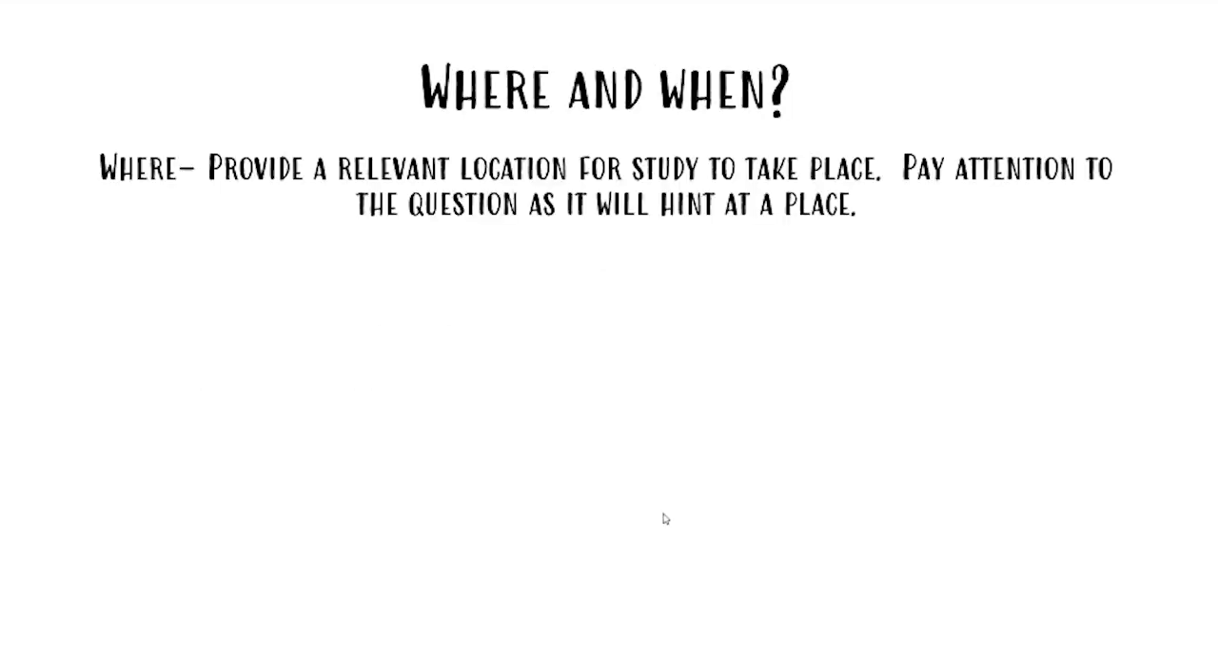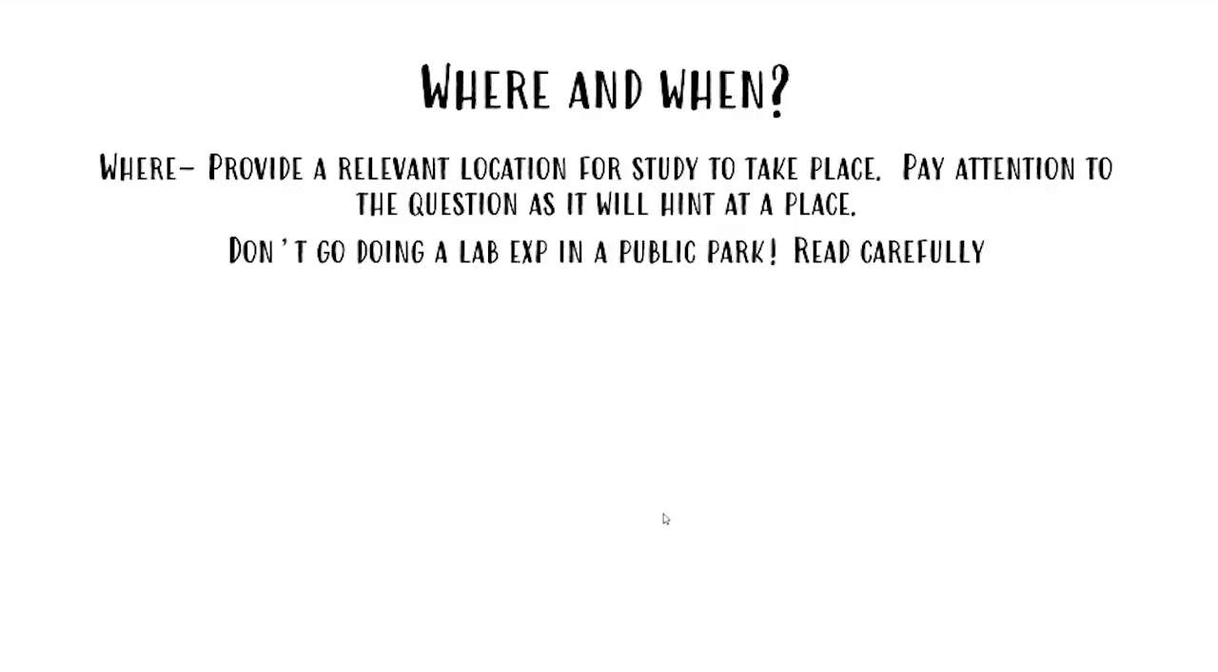Where and when. The where is a relevant location. So you need to provide a location that is going to be relevant, where your study will be taking place. So you need to pay attention again to the question, because they usually hint at a place. So for example, if they're asking you to do a lab experiment, don't go and try to do a lab experiment in the park, because obviously you would lose marks, because you probably weren't paying attention to the question. So pay attention to the question, as it will give you a hint about what you need to be doing. So read carefully.